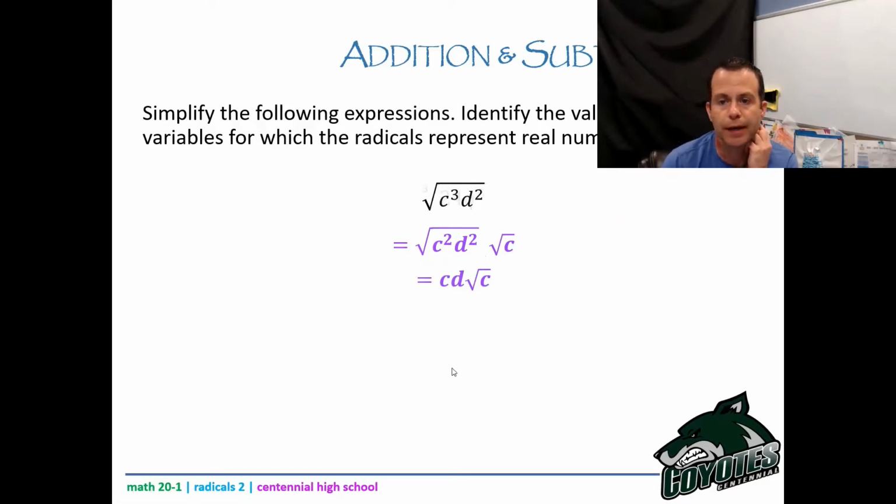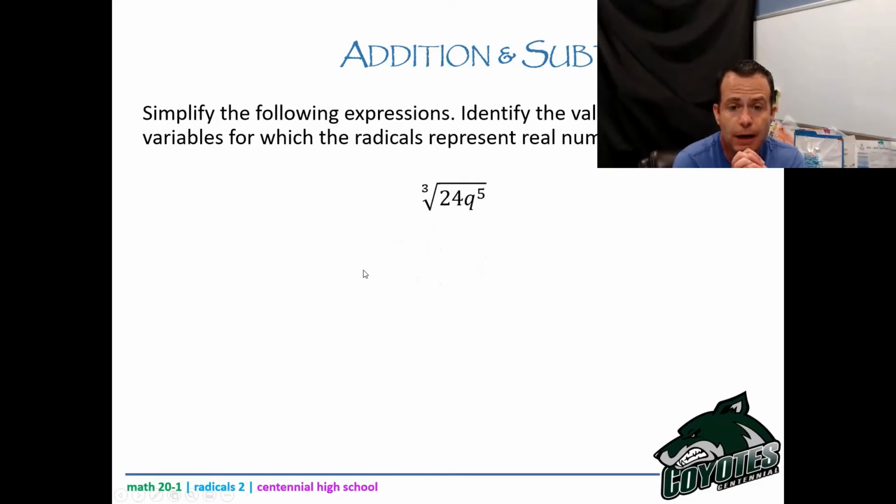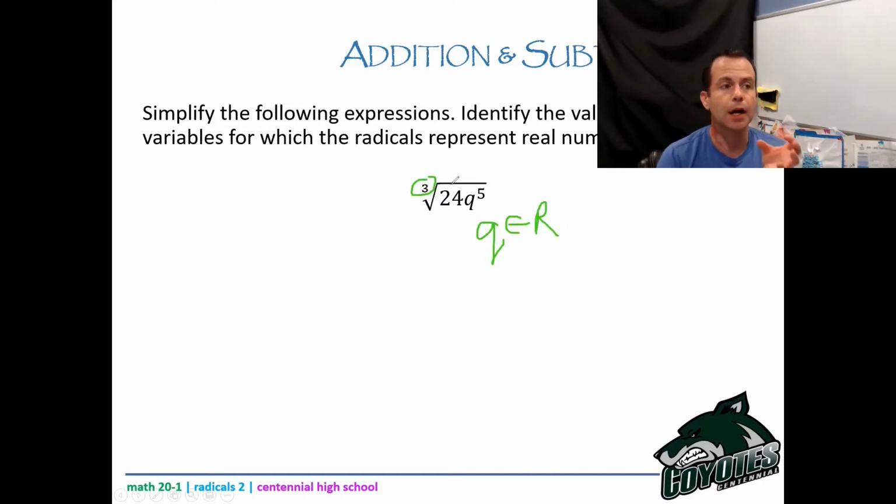Good. Then I've got the cubed root of 24 q to the 5. Again, the first thing I want to do is talk about when the variable is defined. Because this is a cubed root, anything goes. I can take the cubed root of a positive number, and I can take the cubed root of a negative number. So I'm just going to say q is a member of the reals. And then I've got my perfect cube bit that I'm going to start with, and my leftover bit that I'm going to end with.